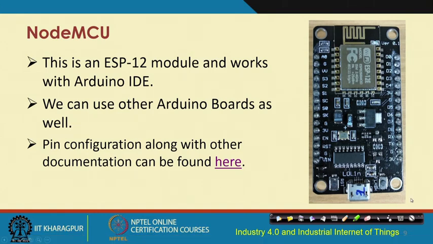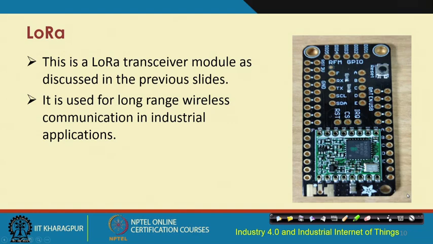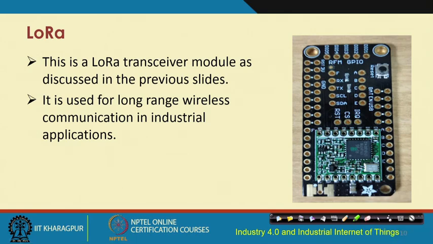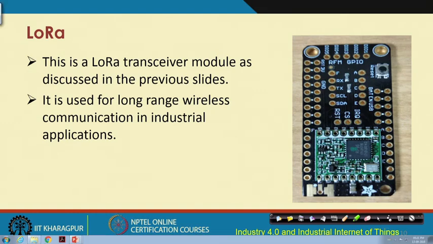Now, this is basically what the LoRa transceiver module looks like. It has different pins, as shown over here in this figure. This is the pin configuration, and it is used for long range wireless communication, which is very important, particularly for industrial IoT scenarios. LoRa is very useful.